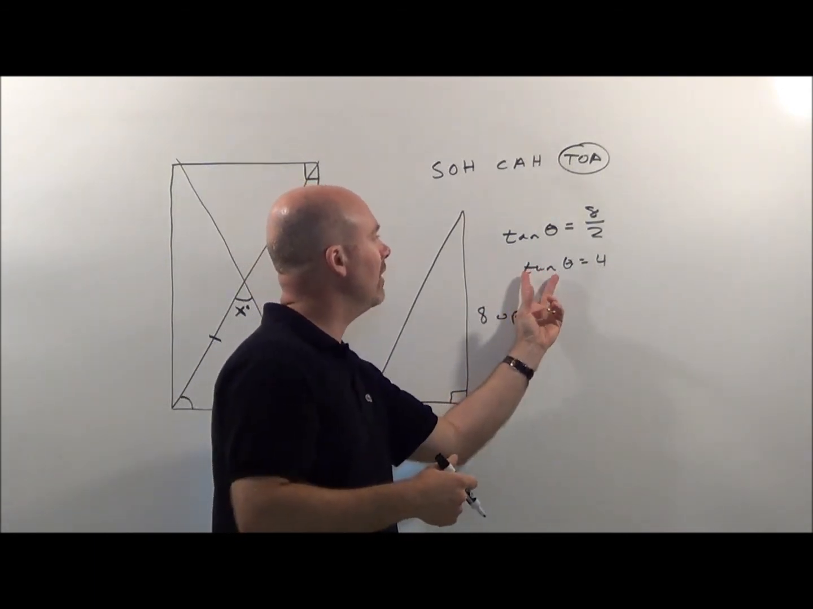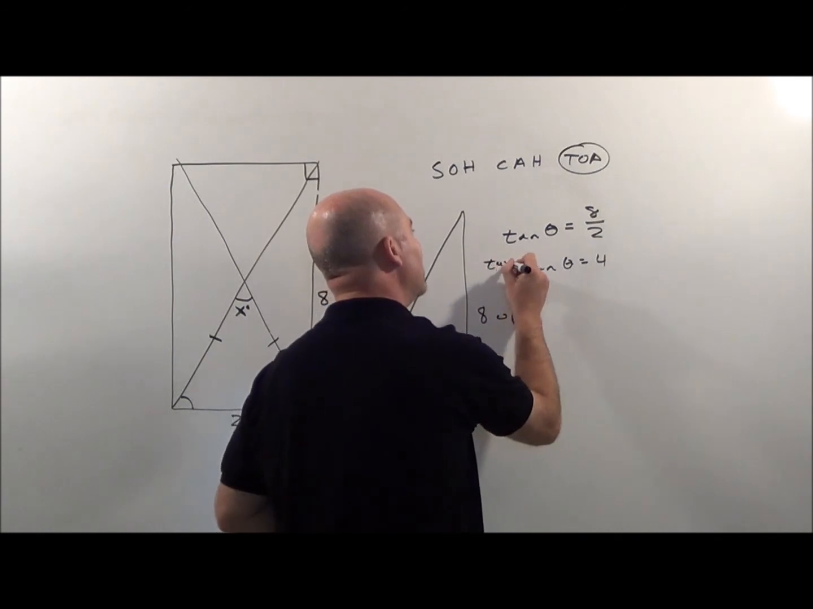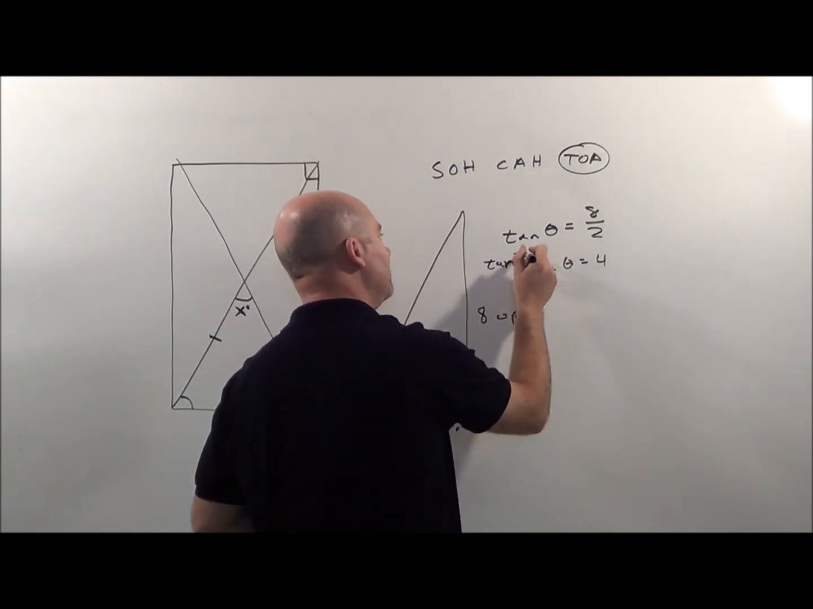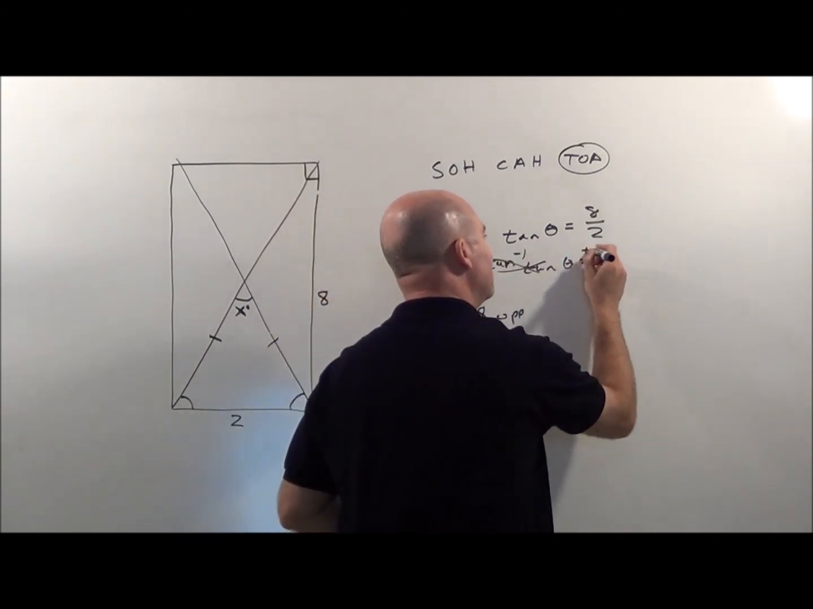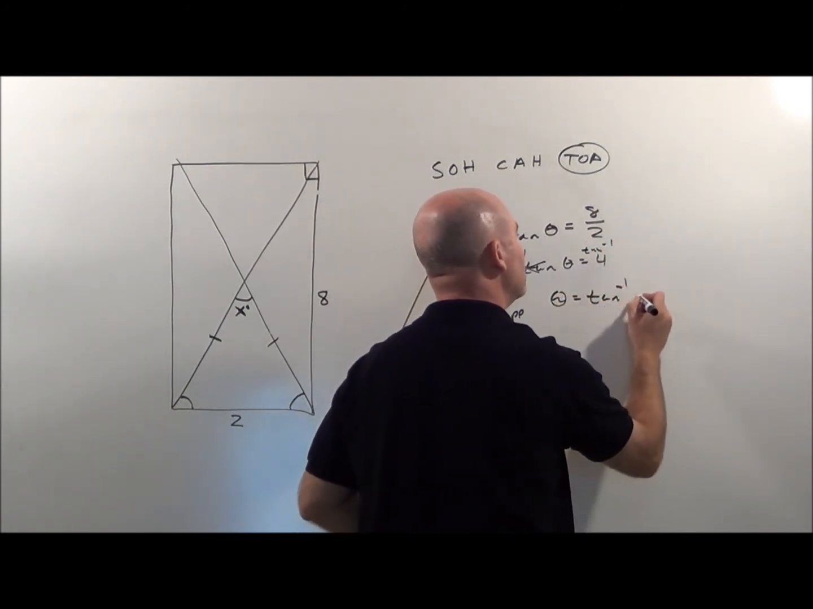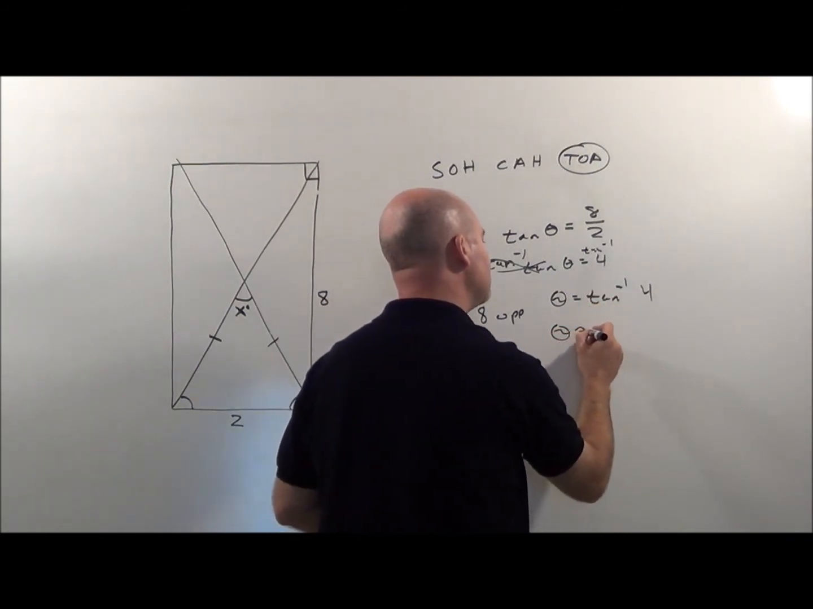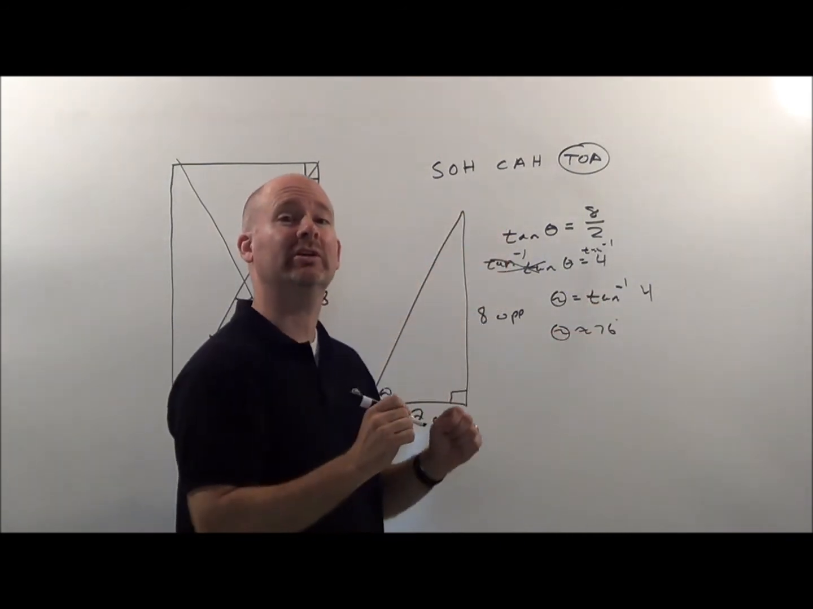No, what we do is the way we are told to get rid of the word tangent is take the inverse tangent of this side and take the inverse tangent of here. So theta is going to be the inverse tangent of 4. When I put that in the calculator, theta is going to come out to be right at about 76 degrees.